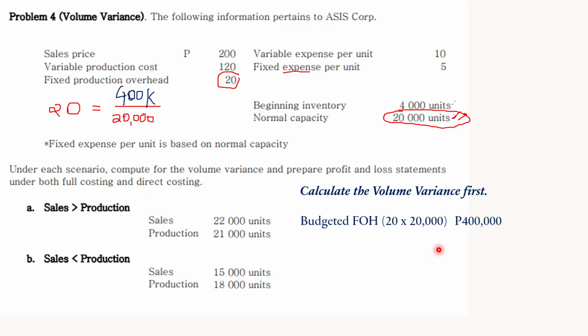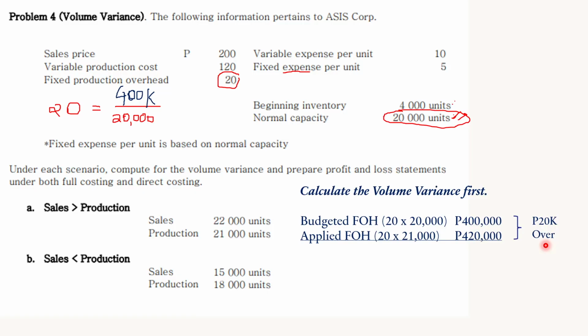Now, how much have we applied in production? If we produce 21,000 in scenario A and the FOH rate is 20, we were able to apply 20 times 21,000, a total of 420,000. This means that we over-applied the fixed overhead by 20,000 pesos. So the answer is 20,000 pesos over-applied. The answer for letter A, what is the volume variance? 20,000 over-applied.